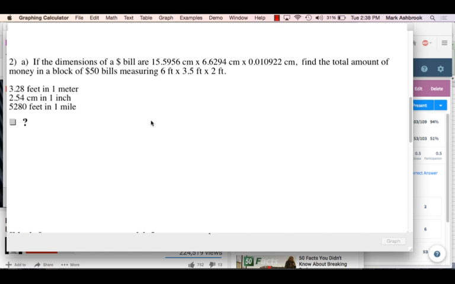Here's the thing about GC. Between text lines and the math lines that are editable, you really don't need pen and paper. You can do everything right there in a window on GC.